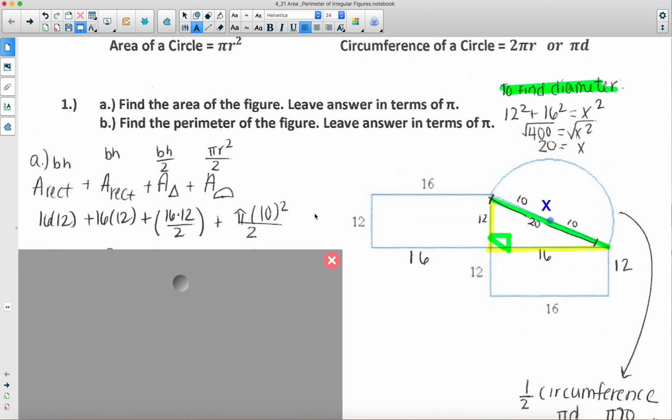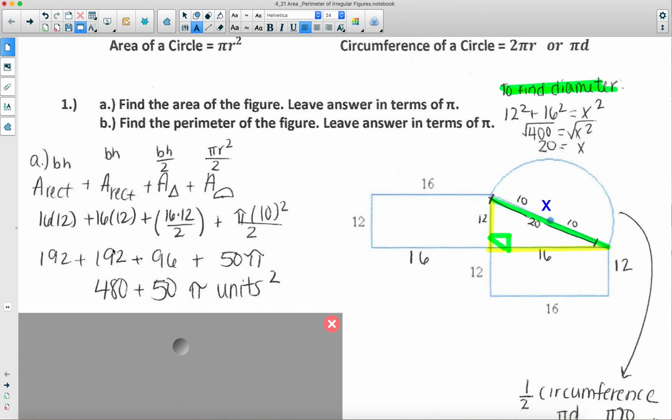So I substitute in that here, and then it says leave my answer in terms of pi. So I get all these values, right? I add them up, I get 480. And now this over here, your area of your semicircle, I just keep simplifying. So 10 squared is 100. 100 divided by 2 is 50. And then I bring down my pi, so 50 pi.